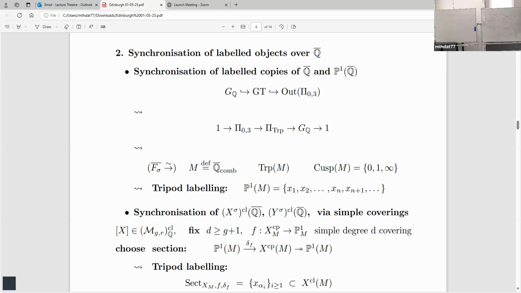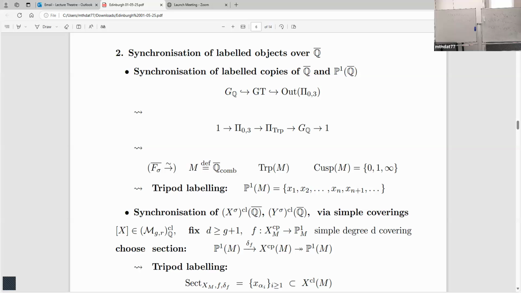And of course, the various F sigma bar that we have constructed, you can identify them in a natural way with M. So we will do this from now on. Also, you can reconstruct the closed points of the tripod with values in M, so P1 minus 3 points. You can reconstruct the cusps and so on.